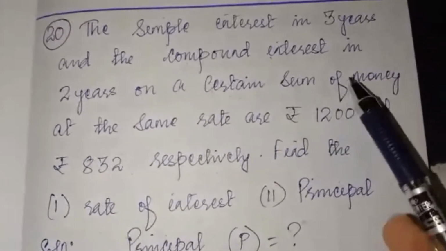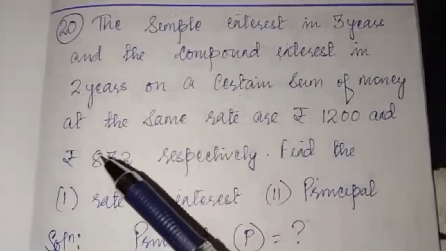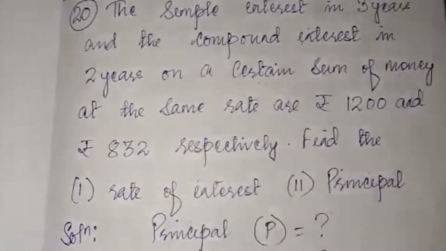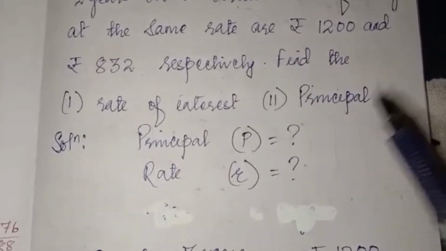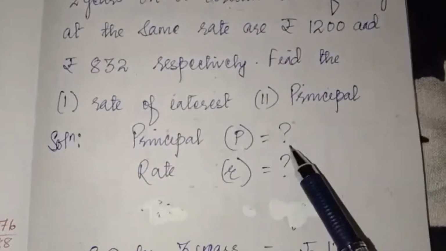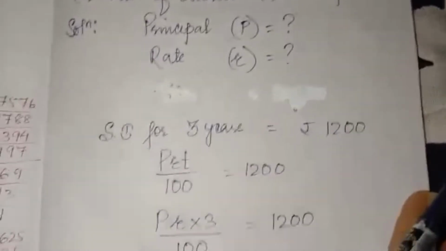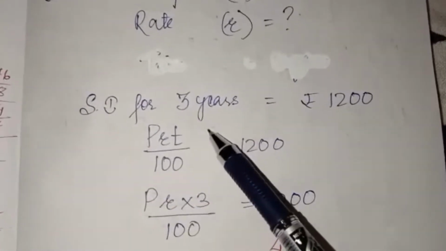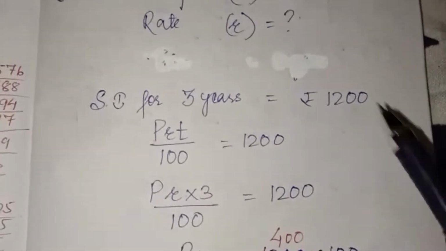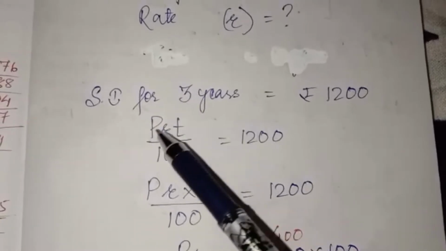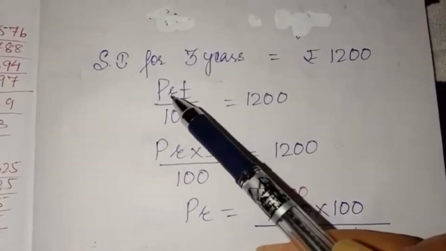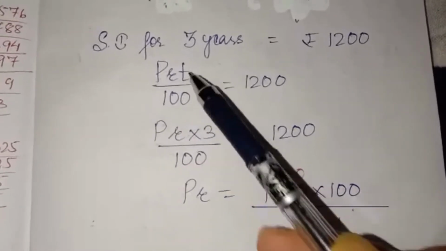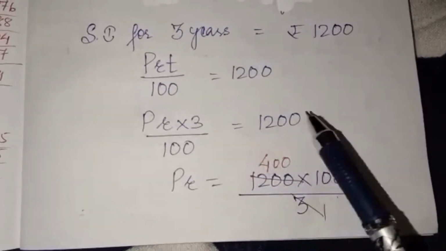So with the help of this simple interest for 3 years and compound interest for 2 years, we have to find the rate of interest, R, and the principal. So here principal is a question mark, rate is also a question mark. So simple interest for 3 years is given as 1200. So you know the formula for simple interest is PRT over 100 is equal to 1200. So R and P are unknown, into time is 3, is equal to 1200.